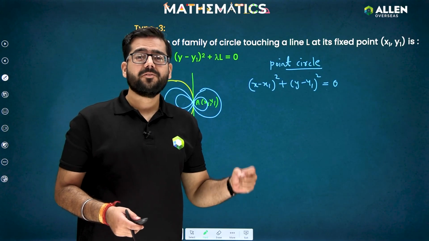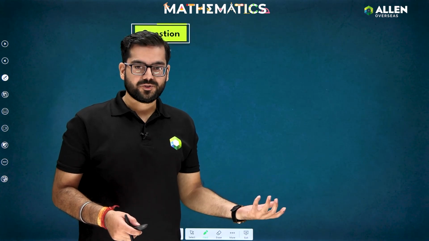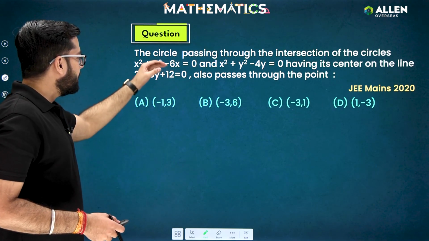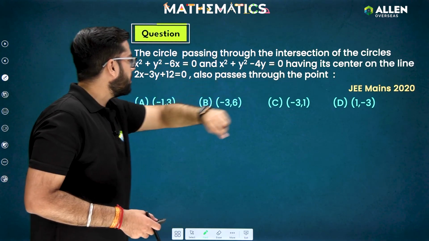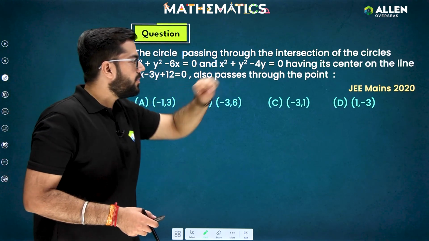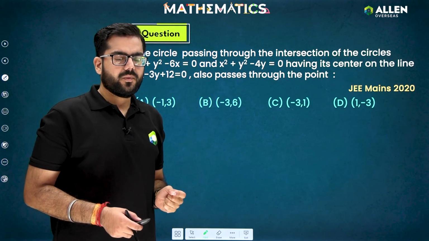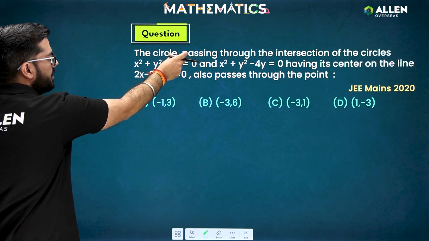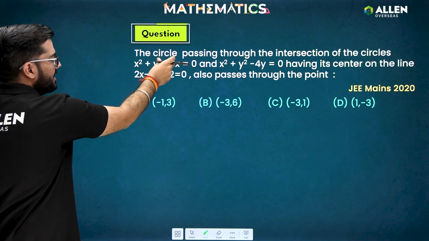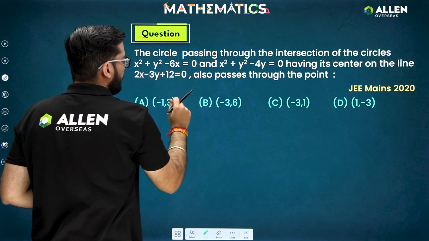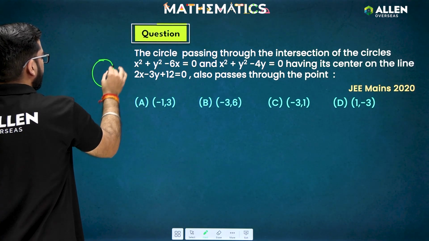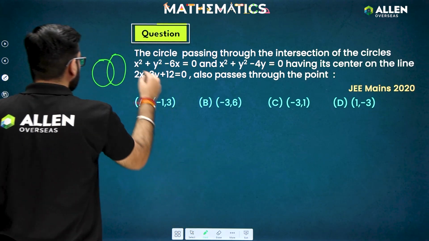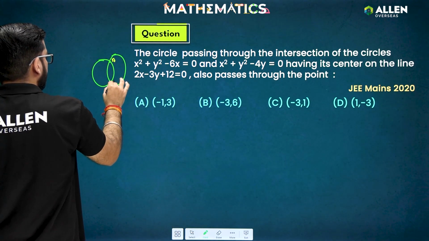Now it's time to apply our concept in one previous year question. The question is: the circle passing through the intersection of the circles, this, and having its center on the line, this line, also passes through the point, and this is from 2020, right? First of all, the concept is simple. We need to design one circle which passes through the intersection of these two circles. That means we have these two circles, and the new circle will pass through their two intersecting points, A and B.